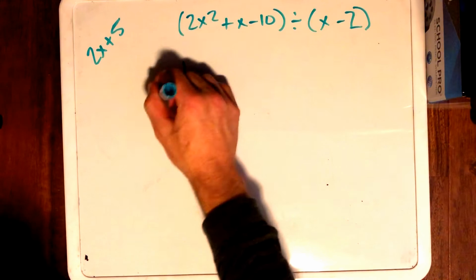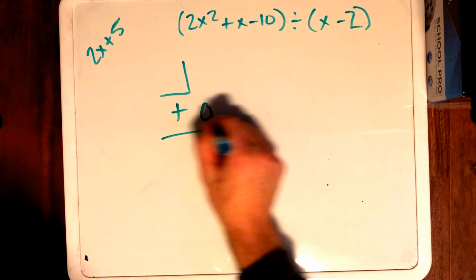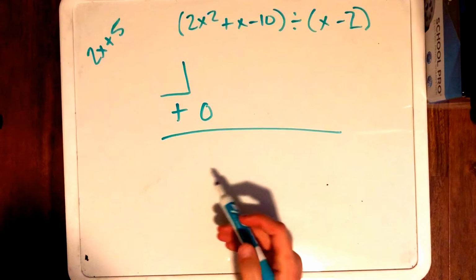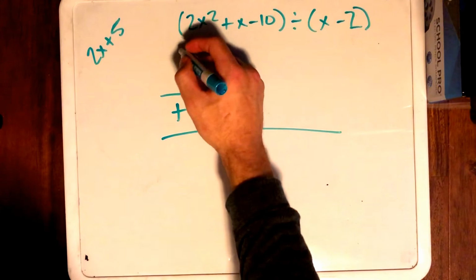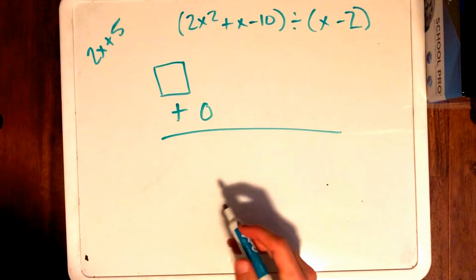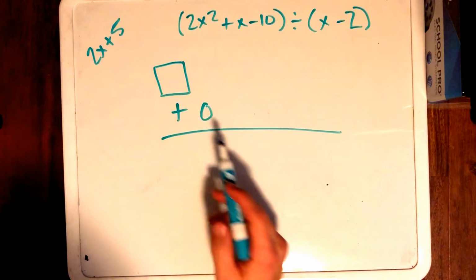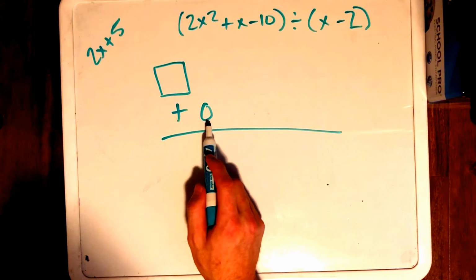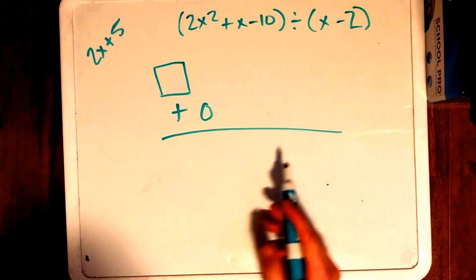When we're synthetically dividing, we are always going to have this. This is our setup. We're going to put this little half square. If you want to make it a whole box, you can do that. We're going to have something up here. We're going to put a number in there. We're going to have a plus sign. We're going to have a 0, and then we're going to have where we're adding.